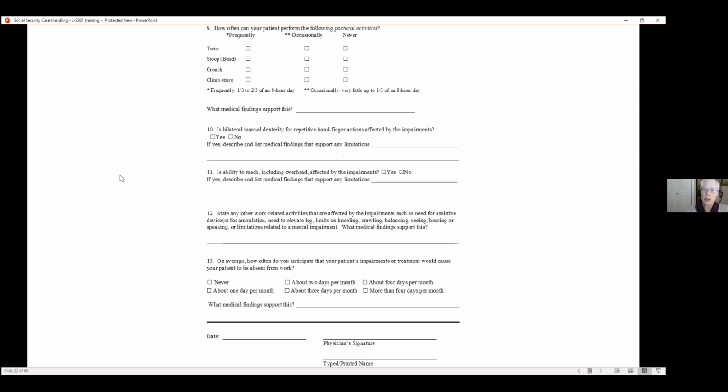Bilateral manual dexterity for repetitive hand and finger motions. That makes a difference in sedentary work. People who are limited to sedentary work still have to use their hands for the most part. And that's in SSR 96-9p, I think.